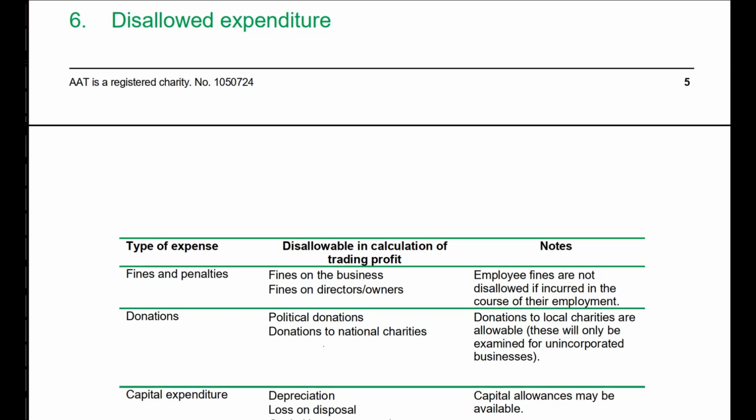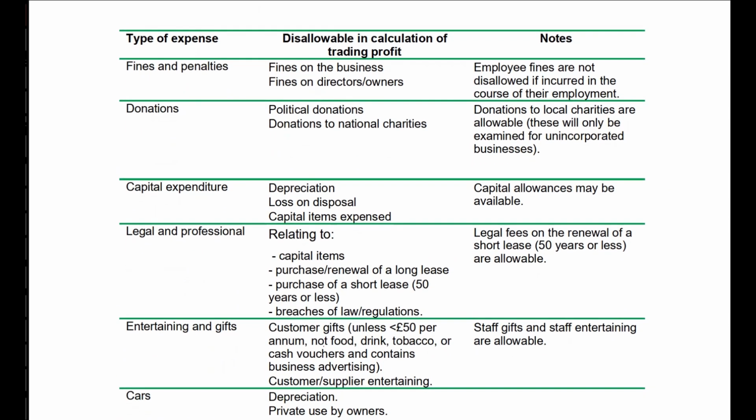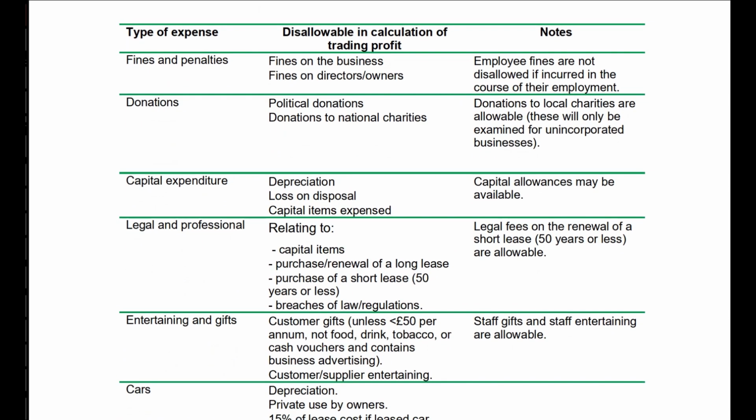As you can see, it shows the type of expense over on the far left. So for example, fines and penalties. And it tells me fines on the business, or in the case of a company, fines on the directors or owners of the business are disallowed. With a note to say, if it's an employee fine, it won't be disallowed if the fine was incurred in the course of their employment.